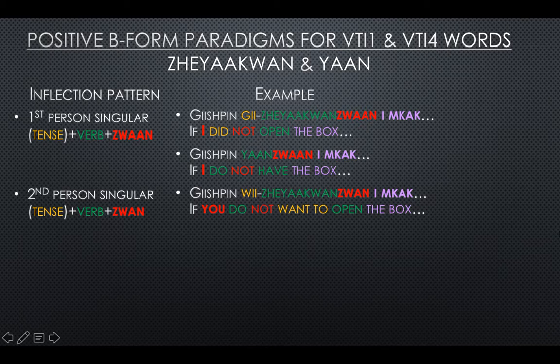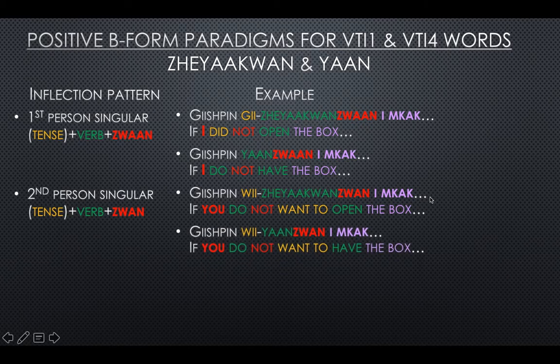And then our VTI 4. Gishpen wi yan zwan im kuk. If you do not want to have the box. So again, same pattern as our VTI 1s. Keeping yan and adding the suffix. Gishpen, if. Wi, indefinite future tense, want to. Yan is have. Zwan is you and not. And im kuk means the box.